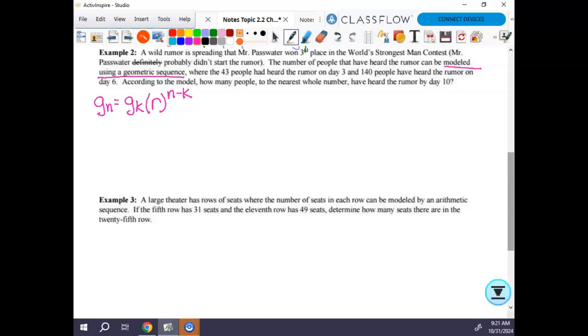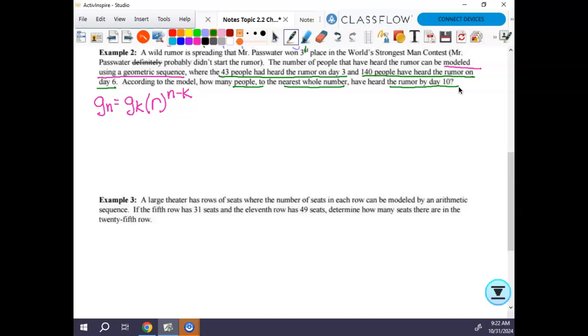All right, so we're going to continue to read. Where 43 people had heard the rumor on day 3, 140 people have heard the rumor on day 6. According to the model, how many people, to the nearest whole number, have heard the rumor by day 10? All right, so I need terms, right? They didn't give me R, because I don't know R here, but I do have enough information to get 2 terms out of here.